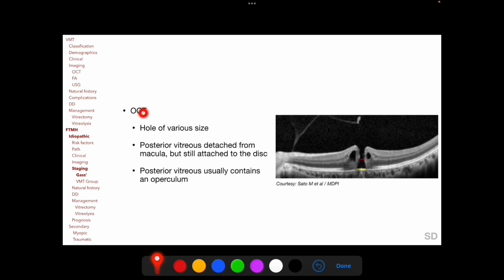OCT in Stage 3 macular hole shows a full thickness retinal defect along with detachment of the posterior vitreous cortex from the macula but still remaining attached to the optic disc.